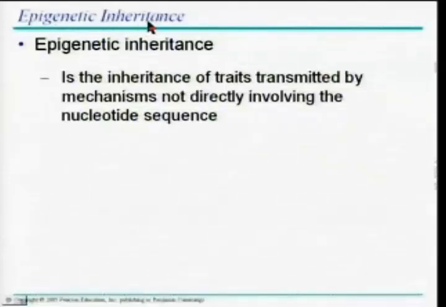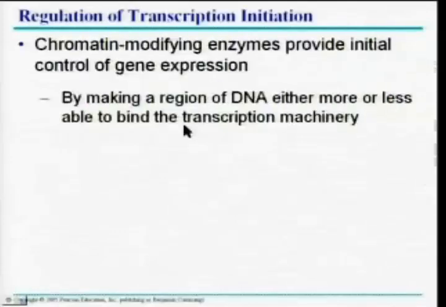Epigenetic inheritance is a characteristic of the transmission of traits, and is the inheritance of traits transmitted by mechanisms not directly involving the nucleotide sequence. So it may involve some of the things that we've discussed where the chromatin has been modified.